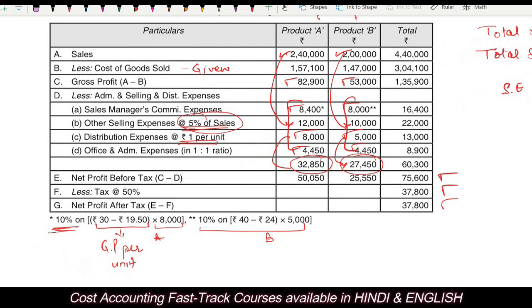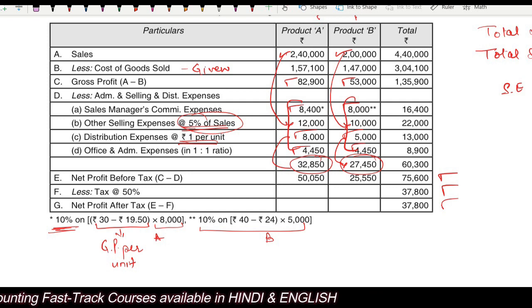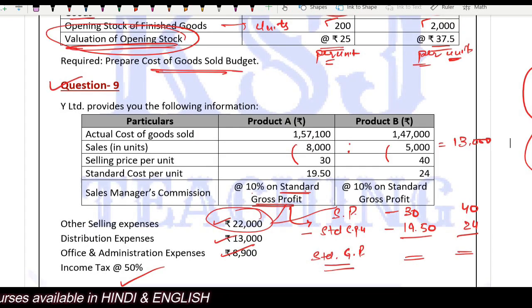Clear? Simple, sir. Very simple. Nothing much to discuss or nothing new to teach in this. That is the most beautiful part of this chapter, budgetary. Nothing new to teach.